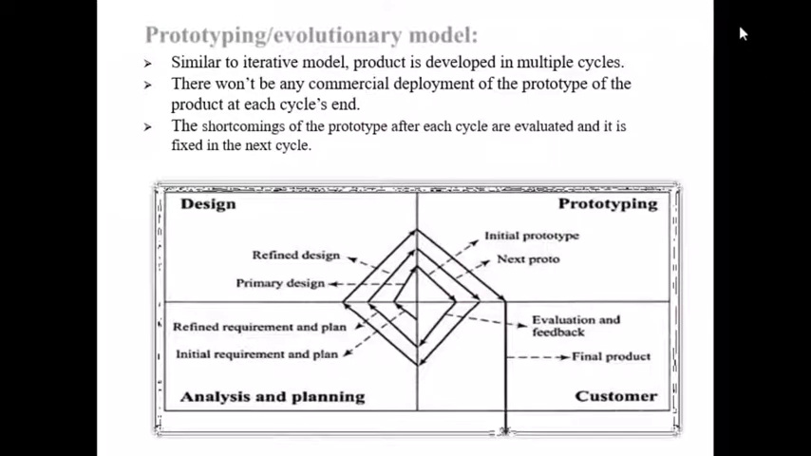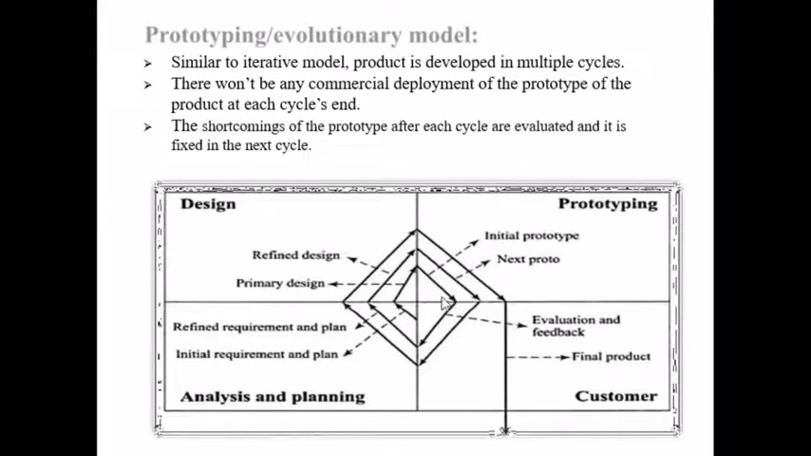The next model is the prototyping or evolutionary model. This model also follows a cyclic process. The product is developed in multiple cycles, and that cyclic process is similar to the iterative model. The peculiarity in this model is that in each cycle a prototype is made, and this prototype is not commercially deployed to the user. It is just used for evaluation and to identify the shortcomings.